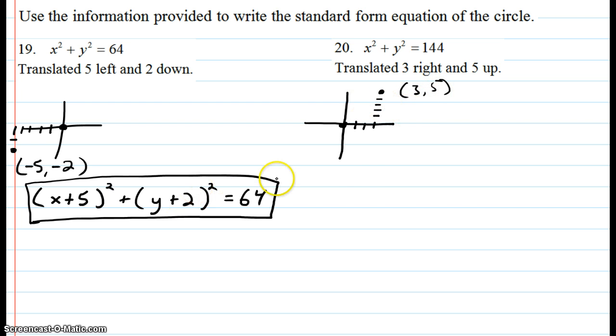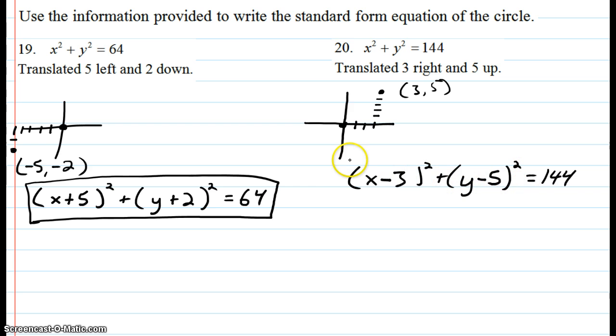And so now when I go to write my circle, I don't think it's plus yet. And the 144 stays the same. Alright, so the 3 is going to go with the x, and when I plug 3 in, I want it to equal 0, so it's x minus 3, and here it has to be y minus 5. So x minus 3 squared plus y minus 5 squared equals 144.